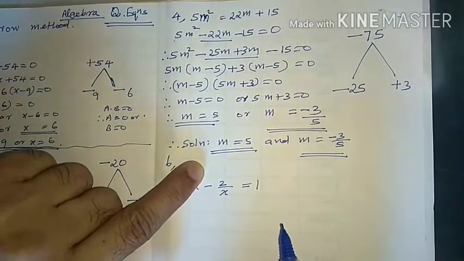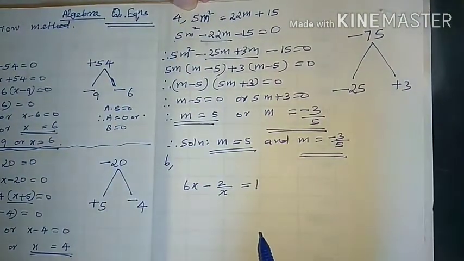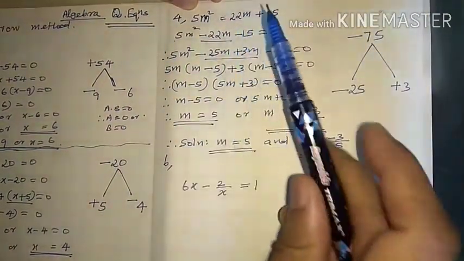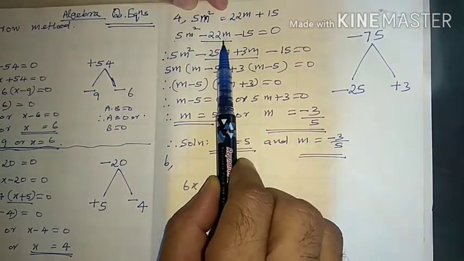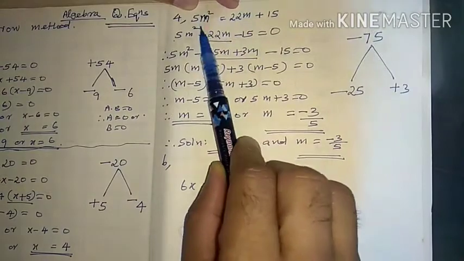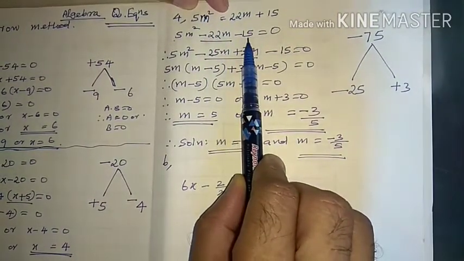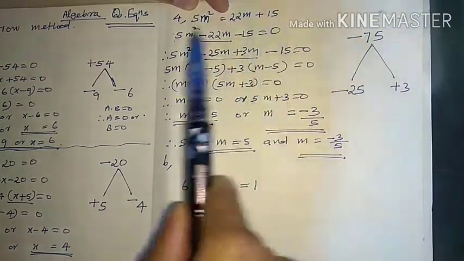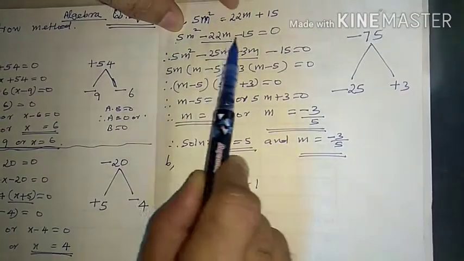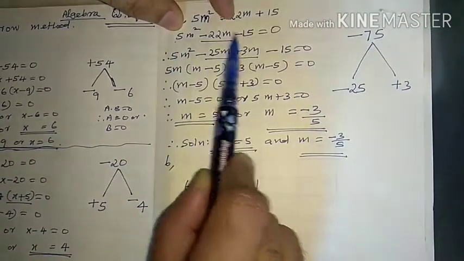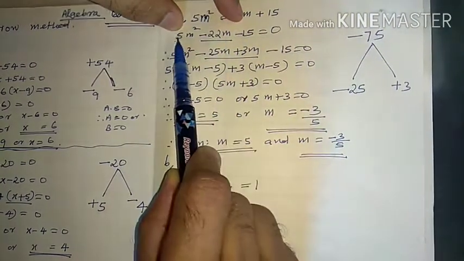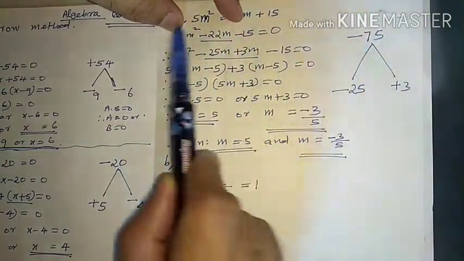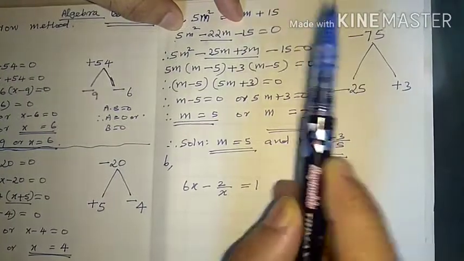These are the solutions for this equation. What we did here: the plus quantity is taken to the left hand side as minus, and minus quantity, plus 15, taken to this side with the minus sign, equal to 0. Here the first term, product of extremes, 5 into minus 15, minus 75. 15 5s are 75, or 5 15s are 75, plus into minus is minus.